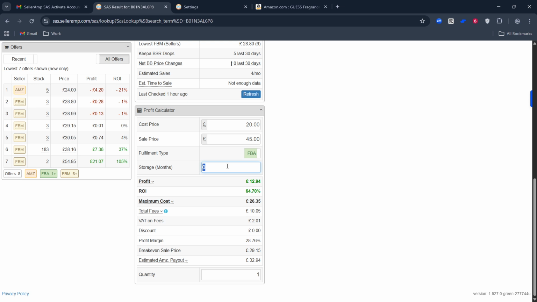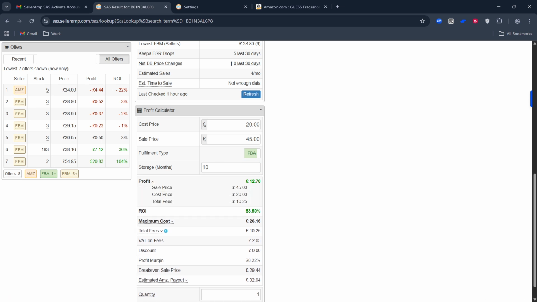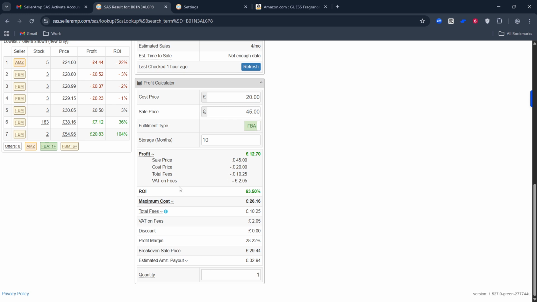With all inputs in place, read your results. You'll see the ROI percentage, profit per unit, and margin percentage. ROI shows how much you're making relative to your cost, while margin shows profit as a share of the selling price. For context, the simple ROI formula is profit divided by cost multiplied by 100. If your total cost is $10 and your profit is $5, your ROI is 50%.